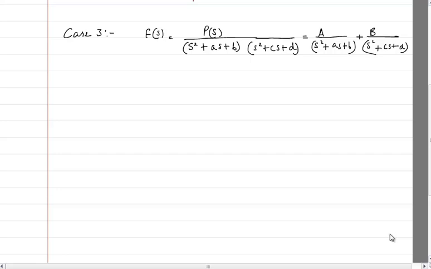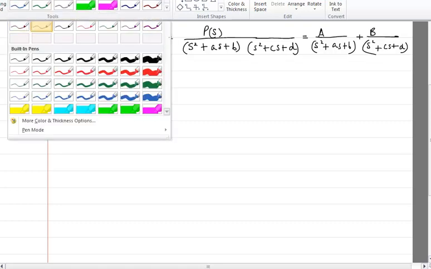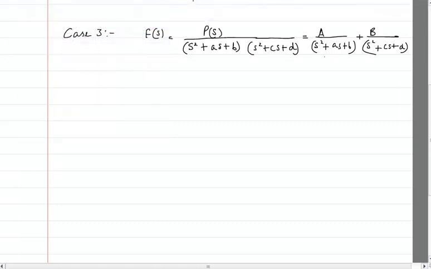Hello students, yesterday for case 3 we had seen the form which is like this, where we have the quadratic form. In the quadratic form we had said that if we have a quadratic equation like s square plus a s plus b, then we can split it in partial fraction form in this way.